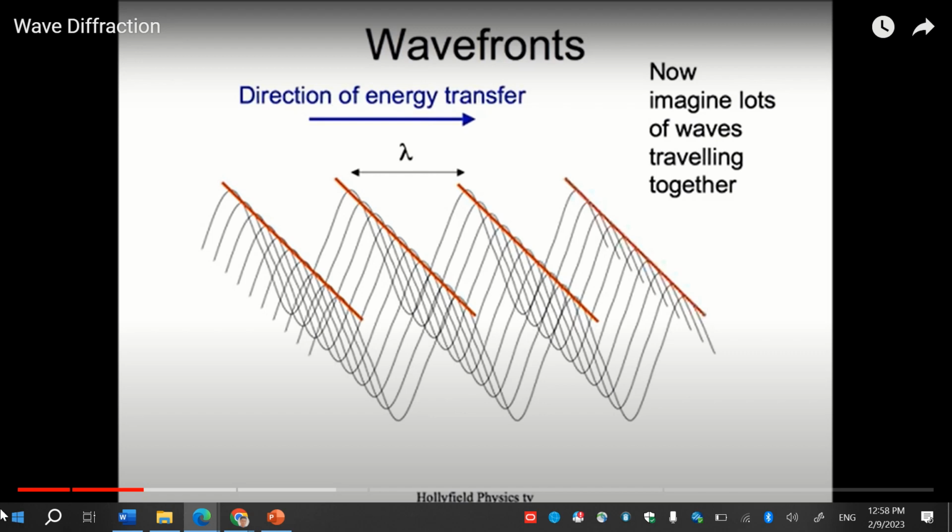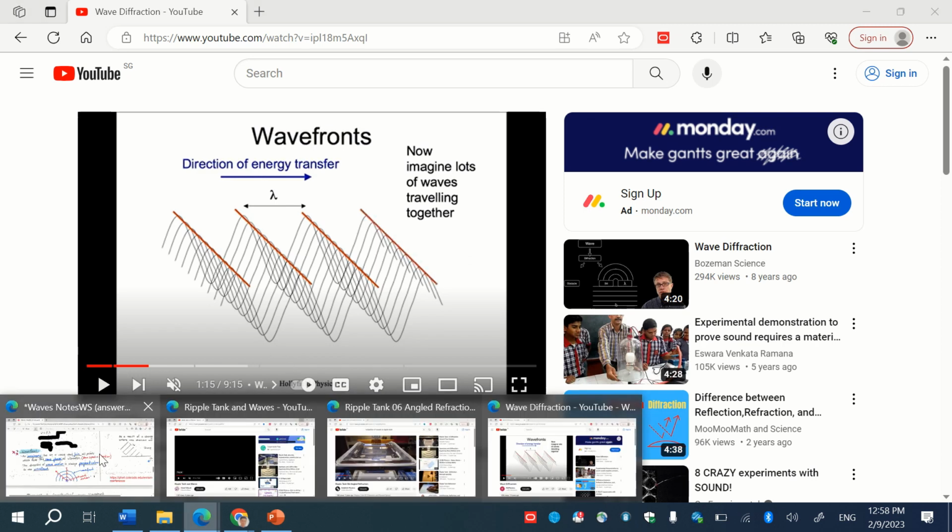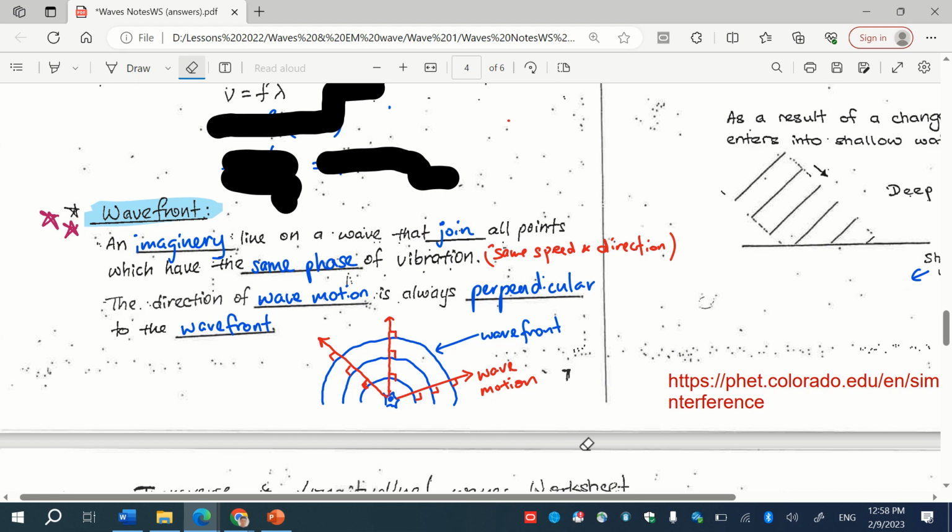Okay, so this one is an example of wavefront, and we go back to your notes now. If you go back to your notes, you need to learn this definition by heart. I put this three star here. It's an imaginary line on the wave that joins all points which have the same phase. The word phase means same speed, same direction. Okay, same phase of vibration. Learn this word for word. Very important. Only these two lines.